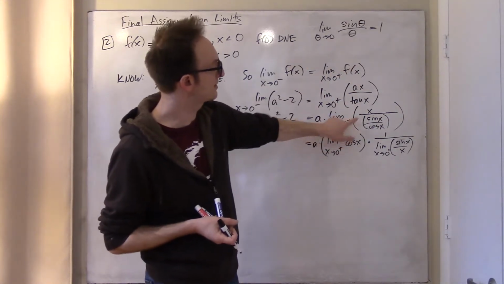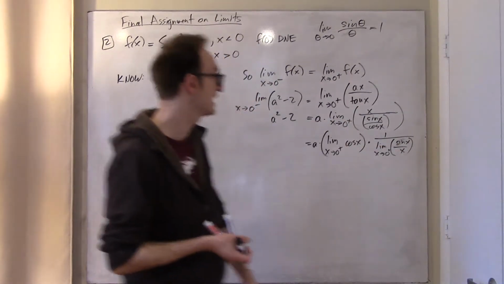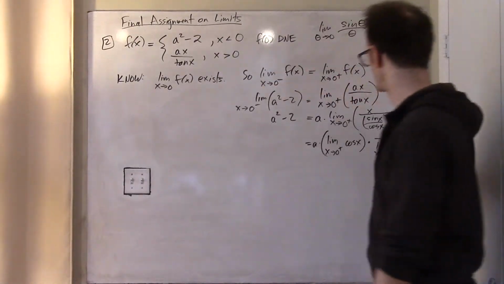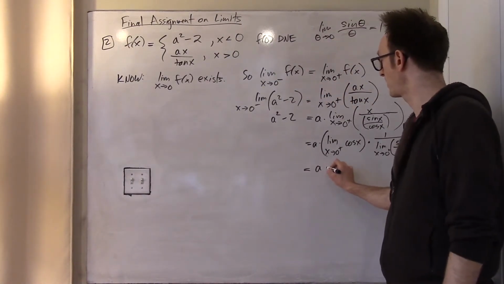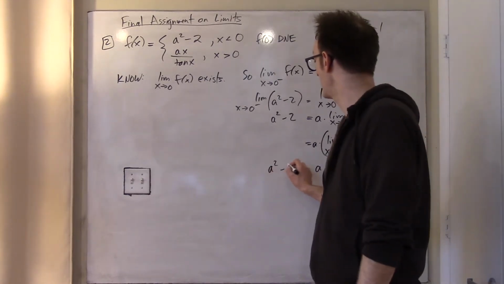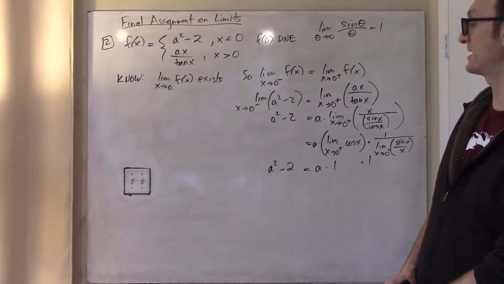The limit as x approaches 0 of x over sine x is just 1 over the limit as x approaches 0 of sine x over x. And anyway, this we know to be 1, and so that's 1, and that's also 1. Bottom line, the limit from the left is a squared minus 2, and the limit from the right is a.